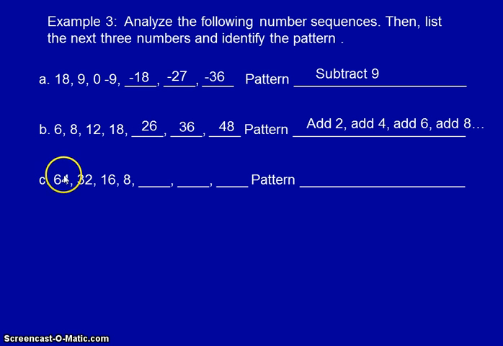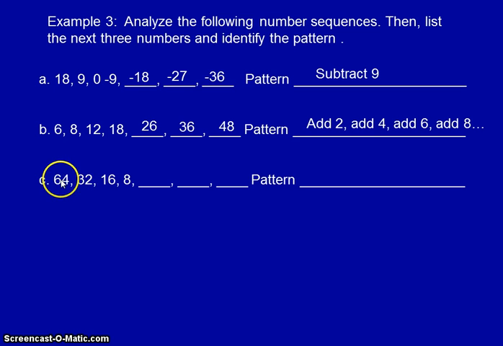C. We're going down in this one. We're going from 64 to 32, so that's a drop of 32. And we would subtract 16 to get 16. Subtract 8 to get 8. Okay, so there's a pattern there. Well, let's see if there's a division pattern.